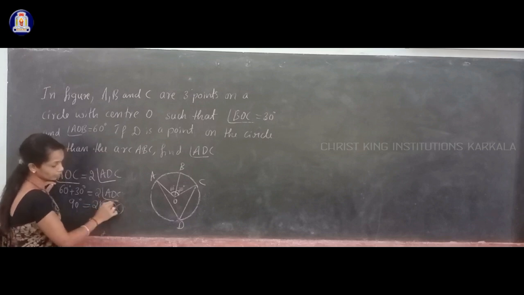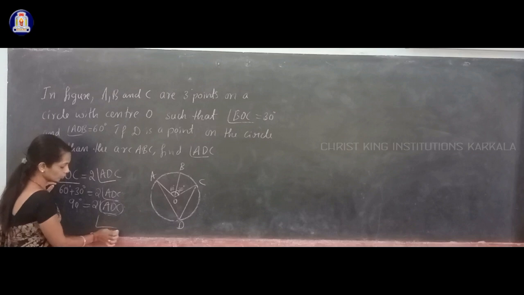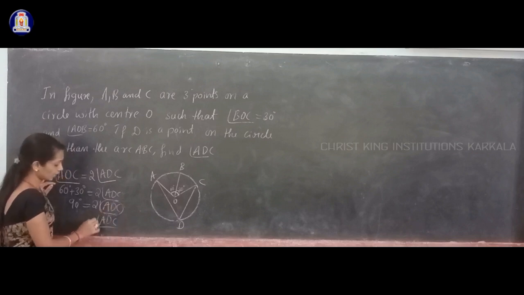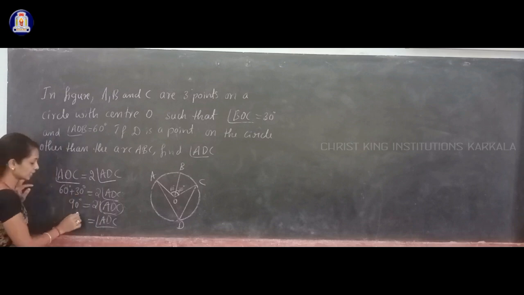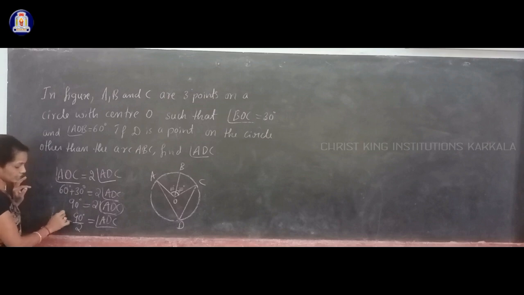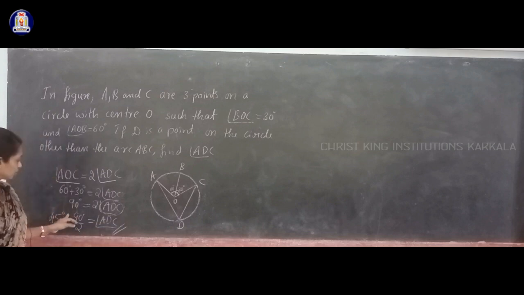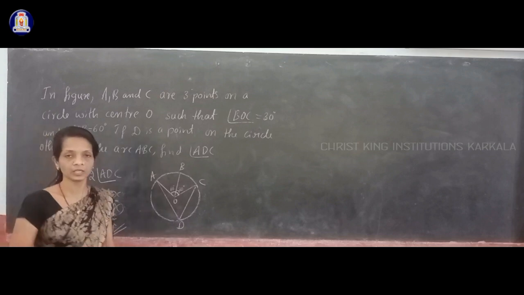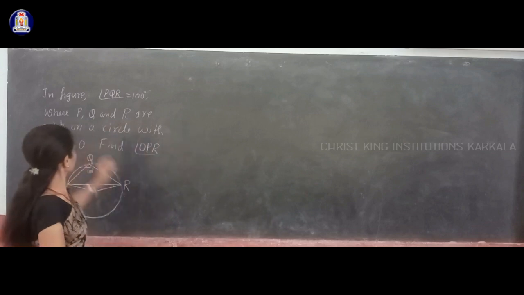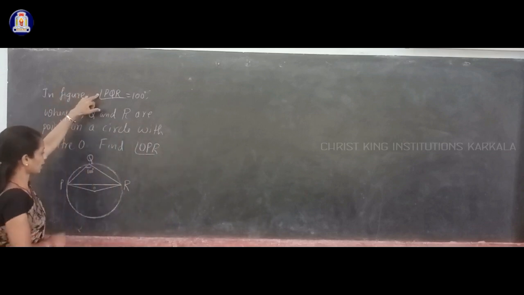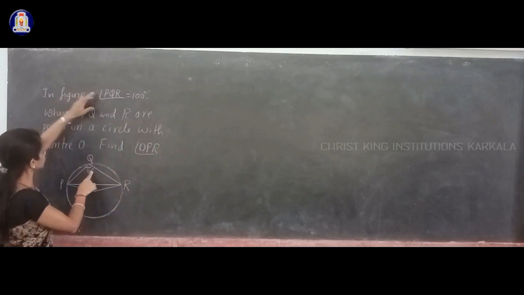Now we have to find angle ADC. So what you have to do is keep only angle ADC on the right side, and take the 2 to the other side as divided by 2. So 90 degree divided by 2 simplifies to 45 degree. 90 by 2 means half of 90, that is 45 degree. So angle ADC is 45 degree.